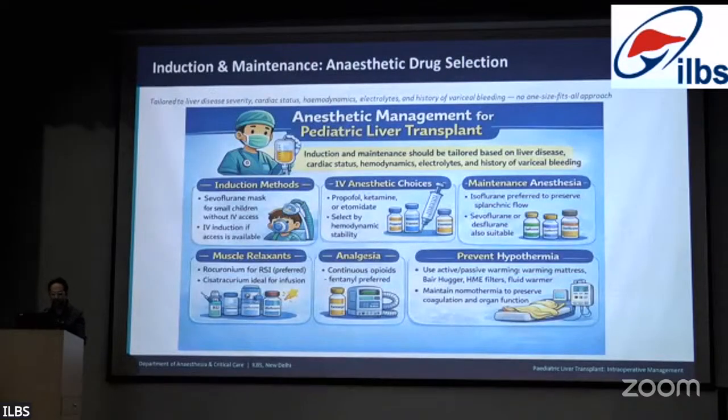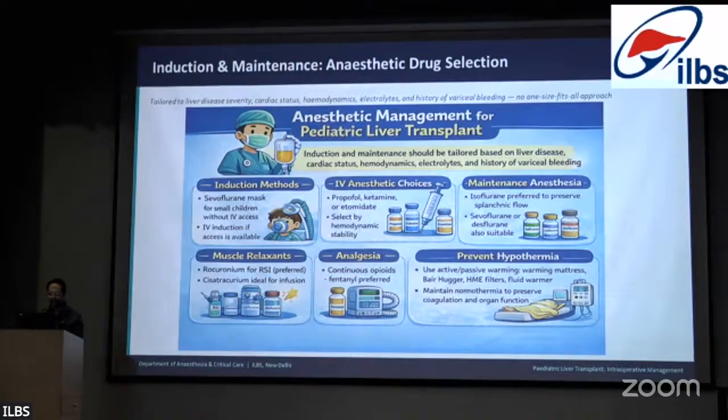So the induction of anesthesia should be tailored to the severity of the liver disease based on the preoperative cardiac status, hemodynamic status, and electrolytes. The normal induction method is IV induction. We normally keep an IV cannula before the surgery starts and induce the patients with propofol. In selected patients with hemodynamic instability, we can use ketamine.